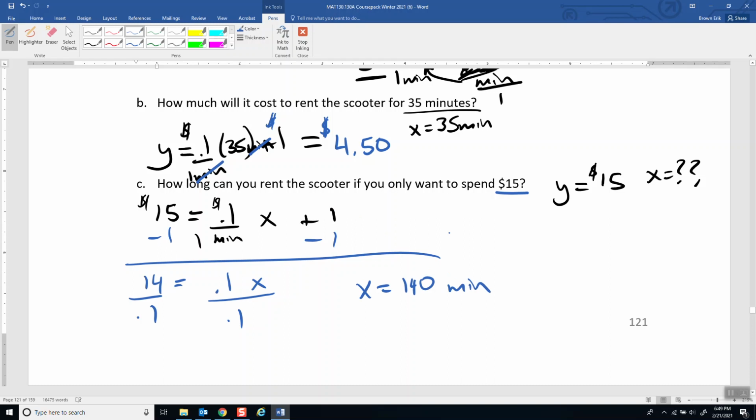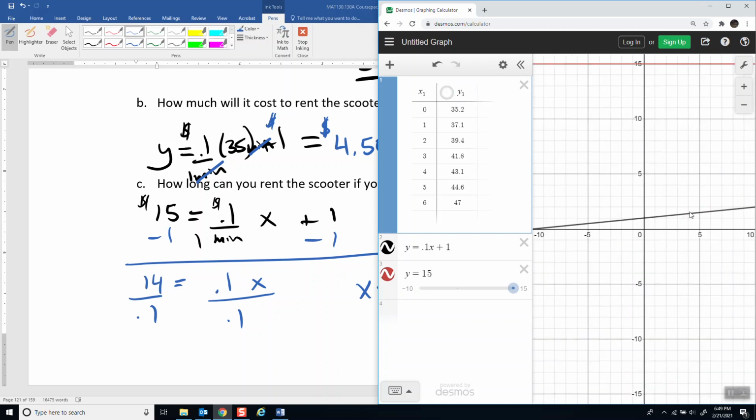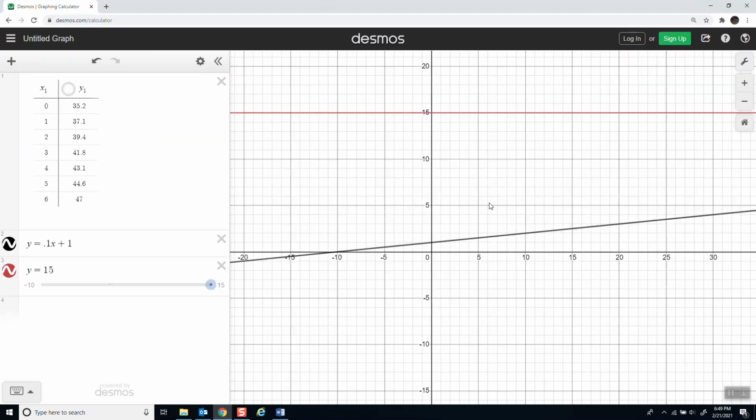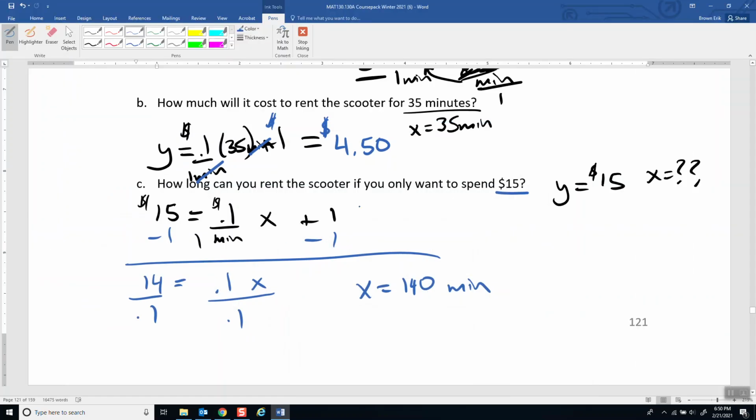Great. Let's check out Desmos with this. So in Desmos, all we would do is type in our equation, y equals 0.1x plus 1. And then we want to see when does y equal 15? So let me hide our table here. And let's get back to our home screen. Here's the y equals 1. Here's the 15. So it's quite a ways out there, right? We got to zoom out a bit. There we go. Where these intersect, the x value is the solution. And note, there's 140 minutes for x. There's our $15 for y. That would be our graphical approach for solving question C.